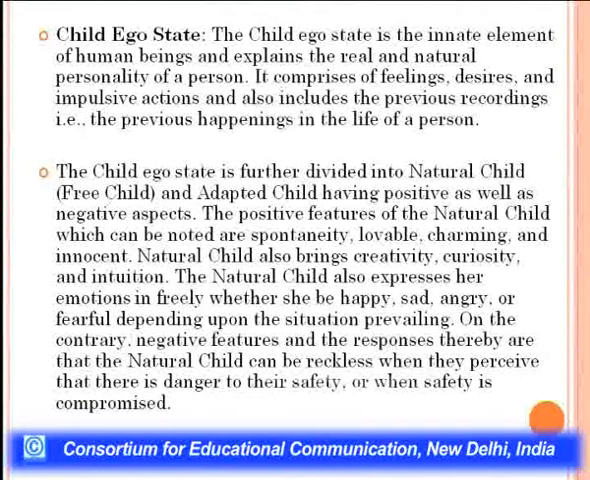The child ego state is further divided into the natural child, that is the free child, and the adapted child, having positive as well as negative aspects. The positive features of a natural child are that it is spontaneous, lovable, charming and innocent. The natural child also brings creativity, curiosity and intuition, which are the basic features of childhood. The natural child also expresses emotions in a very free way, and it is definitely not influenced by anything. That is, if the child is sad, it will show a sad figure. If the child is happy, it will always be a happy figure, etc.